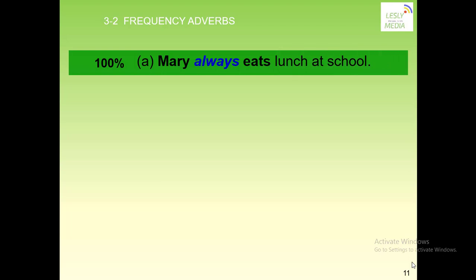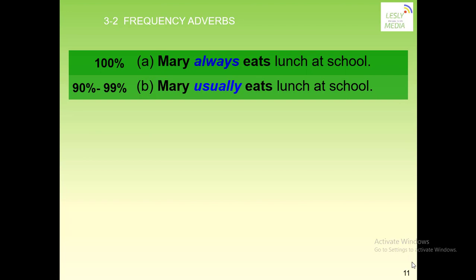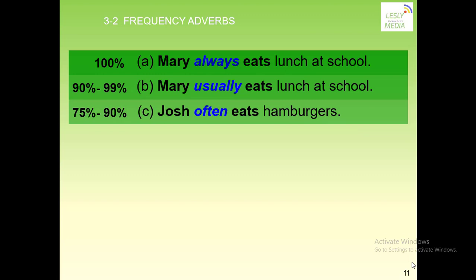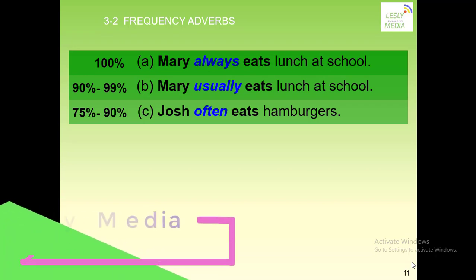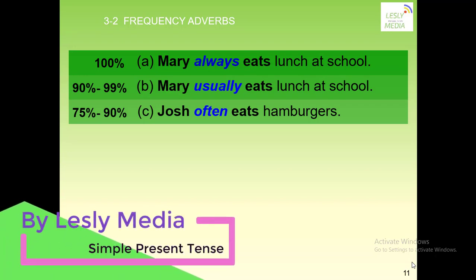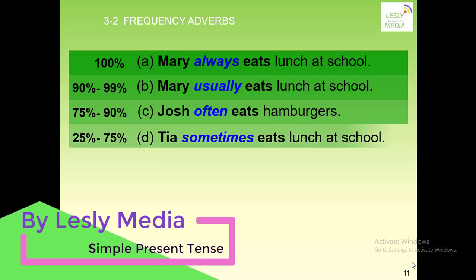Yeah, 100%. Mary always eats lunch at school. Next. Mary usually eats lunch at school. What's the meaning of usually? It is 90 until 99%. Usually, biasanya, ya. Next. Josh often eats hamburgers. It means that 75 until 90%. Often means sering.